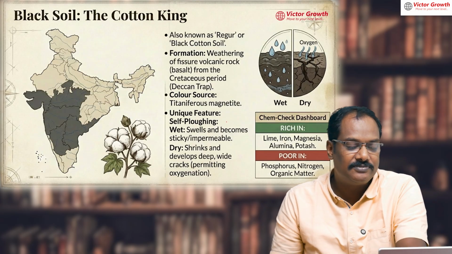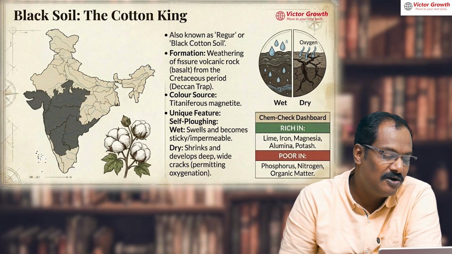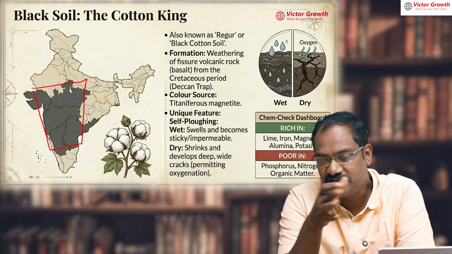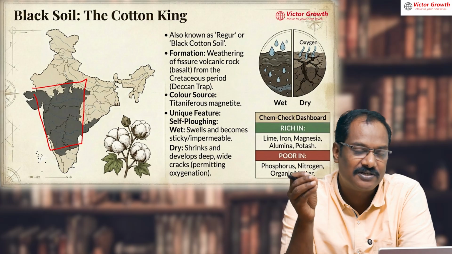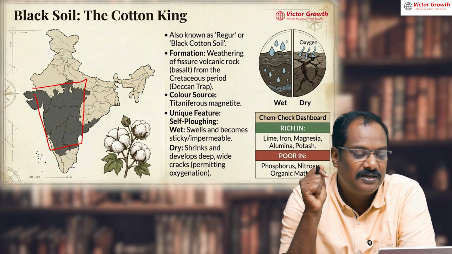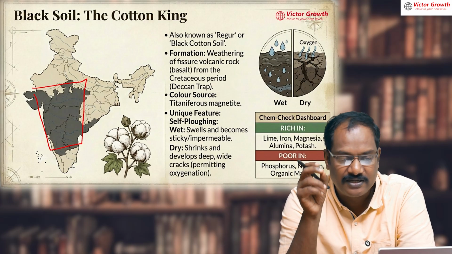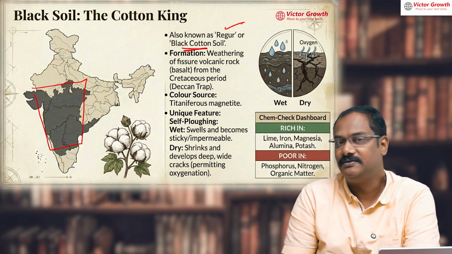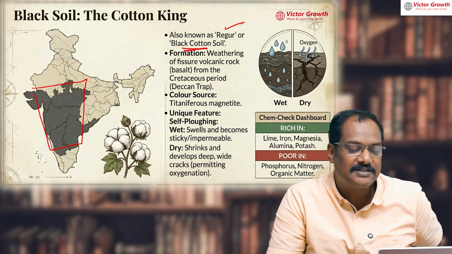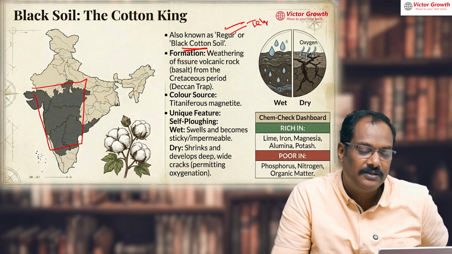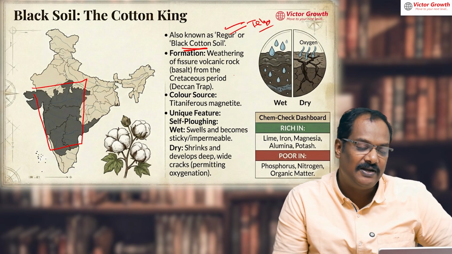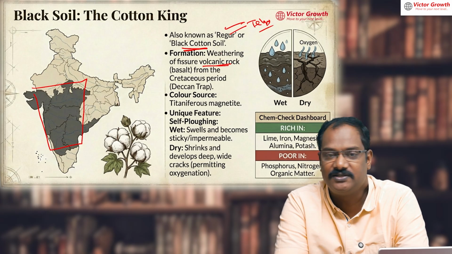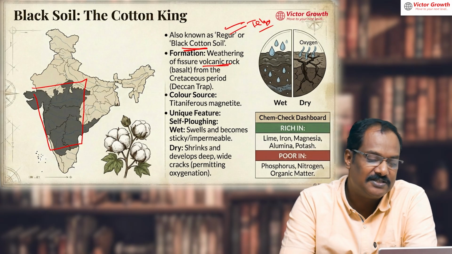Okay. Then comes the black soil, the king of cotton. This region, that means some parts of Karnataka, Gujarat, Maharashtra, some parts of Madhya Pradesh. This is the Deccan Plateau. We have got regur soil, also known as black cotton soil. So black cotton soil or regur soil, both are the same. Regur is coming from a Telugu word. So, what is this soil? This is of volcanic origin. Basalt, volcanoes erupted. That is how the soil was formed.